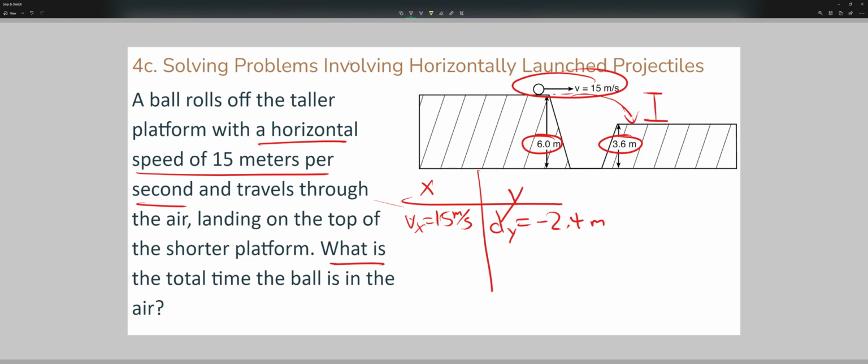We're looking for total time. Time belongs in both directions. And again, I told you guys you can just assume that in topic 4.1, my initial vertical velocity is 0, and my acceleration in the y direction is this.